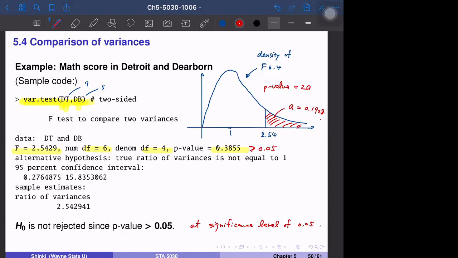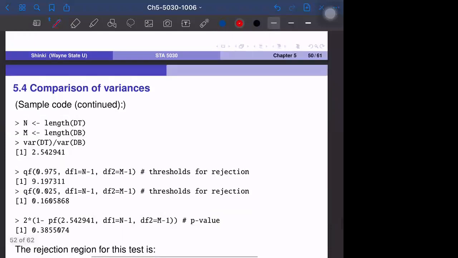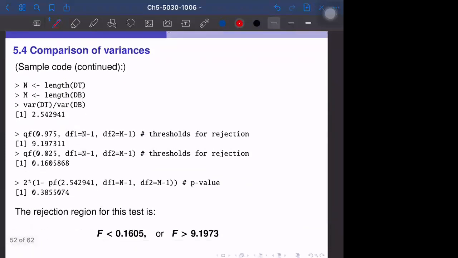So this is an example. And here is another sample code, from scratch. Remember that the F statistic is just Sx squared over Sy squared, and these are sample variances. So we can just calculate this by the variance of dt and the variance of dB. Remember that the var function is the sample variance. So we got the same test statistic. So this is the F statistic.